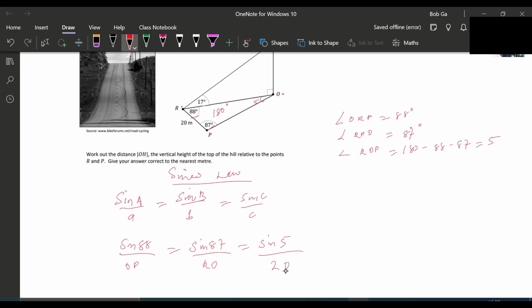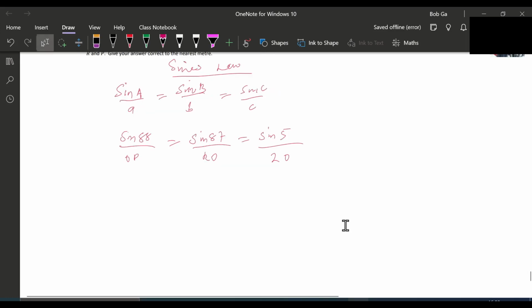Since we're looking for OH and we want to use values where we have fewer unknowns, if we look at this one, we have everything here because we can find sine 5 and then we have 20 under here. But for this one we can get sine 87, but then we don't know RO. So we can use these two to make the evaluation. So let's look at sine 87 over RO is equal to sine 5 over 20.